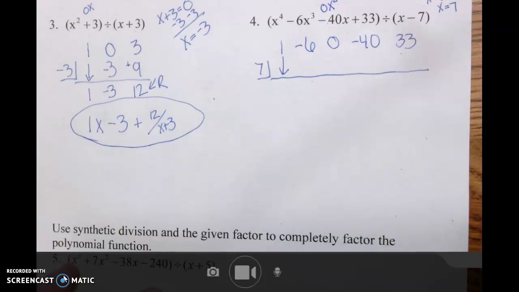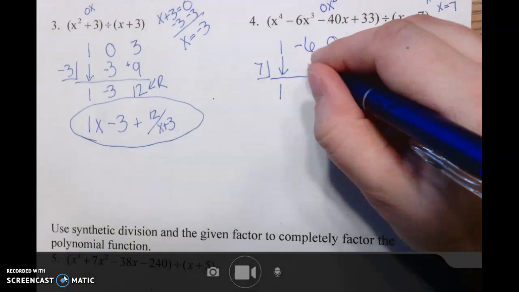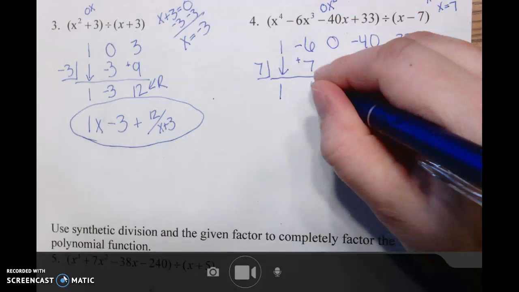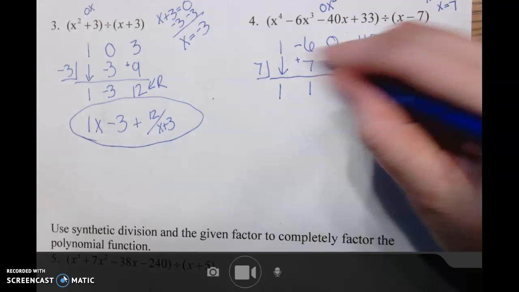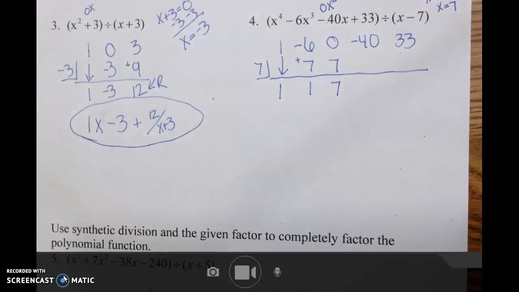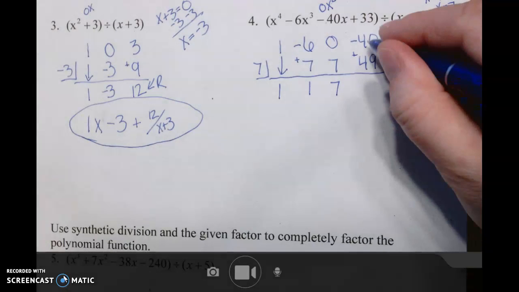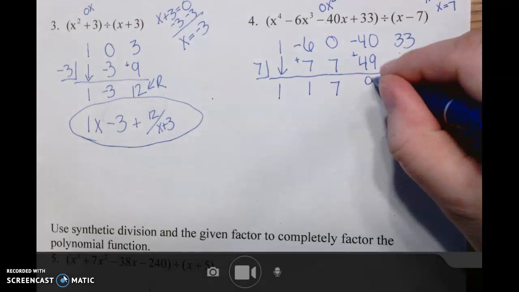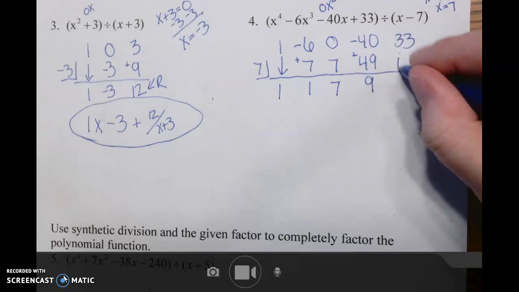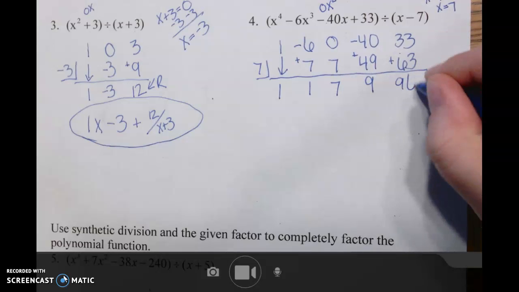We bring our first term down, and so the 1 comes down. 1 times 7 is 7. We add to get 1 again. 1 times 7 is 7. Add down, 0 plus 7 is 7. We multiply, 7 times 7 is 49. We add down, negative 40 and 49 gives you 9. 9 times 7 is 63. And you add down, and we get 96 as our remainder.